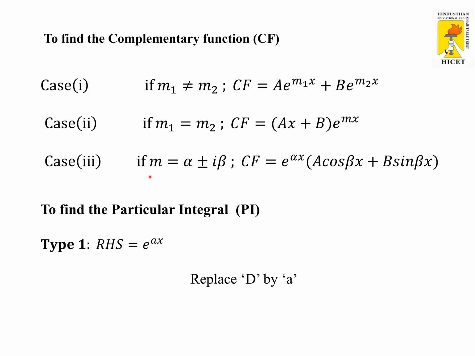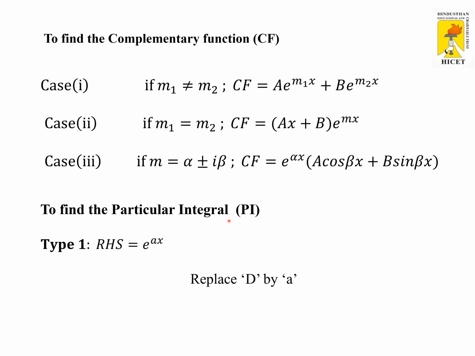If the given root m is in the form of a complex number, then the real part is denoted as alpha and the imaginary part is denoted as beta. Then the complementary function is e power alpha x into (a cos beta x plus b sin beta x). Now next we are going to find the particular integral, PI.